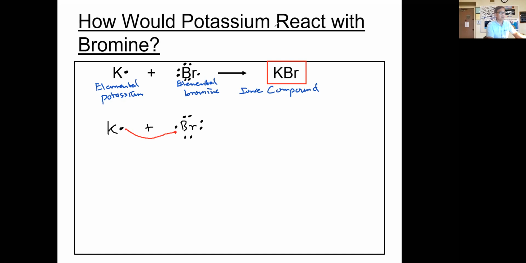What happens as a result of that is that potassium now is short one electron, so it has a positive charge. Okay? And so now we form the potassium. Now we no longer have the elemental potassium. We now have the potassium ion, specifically the potassium cation.